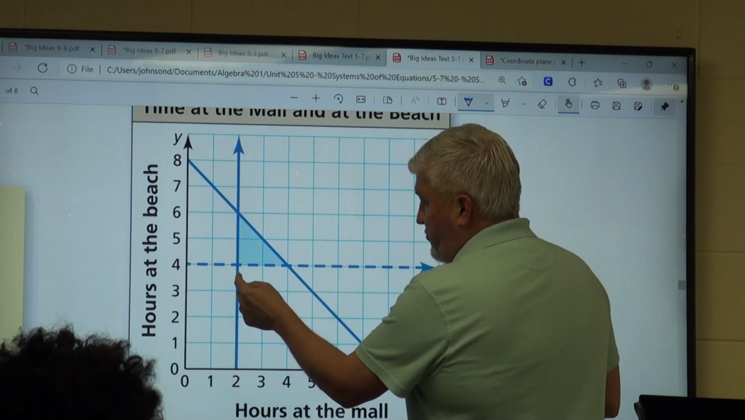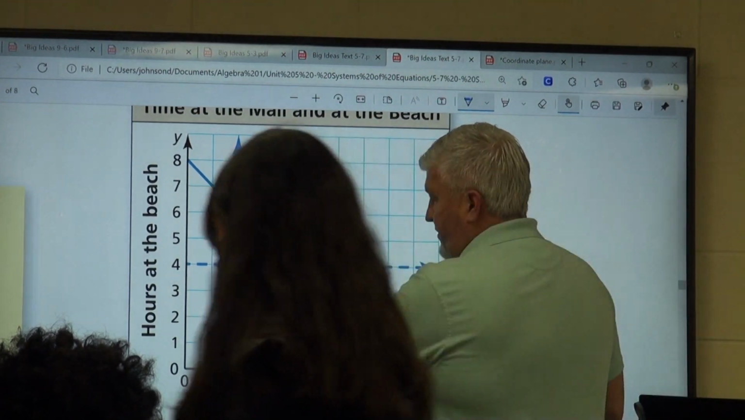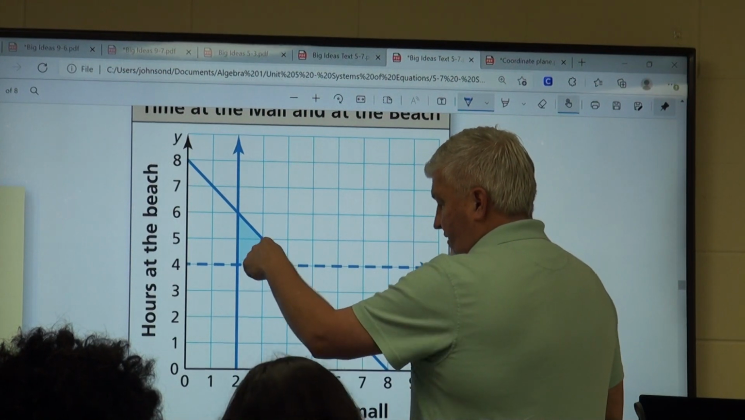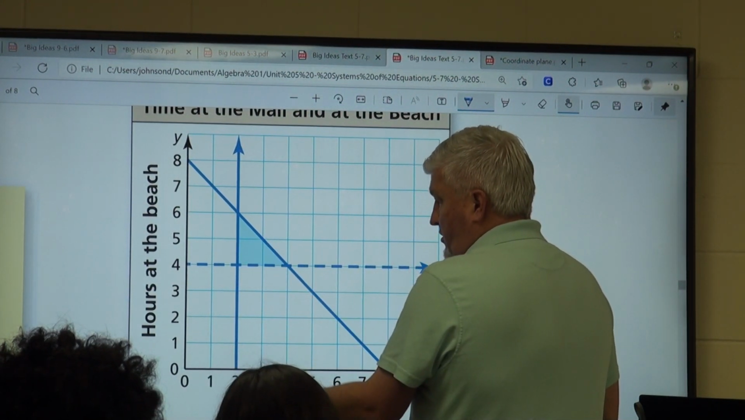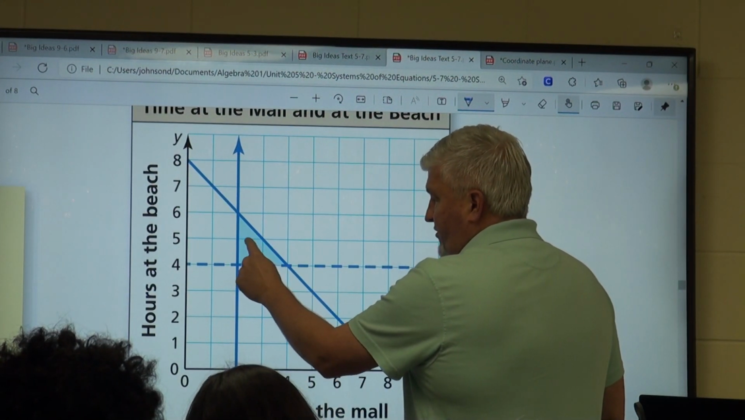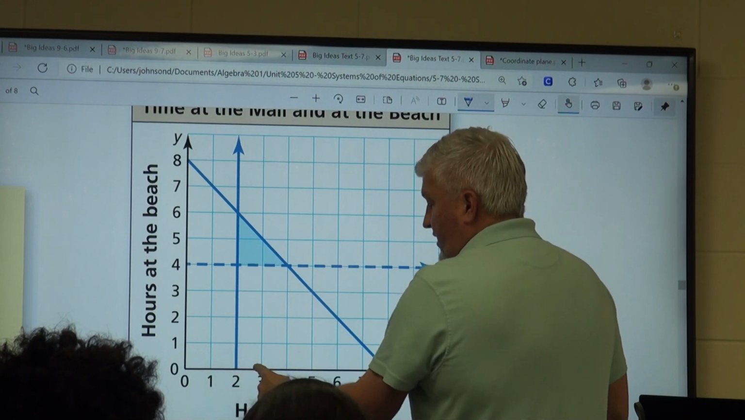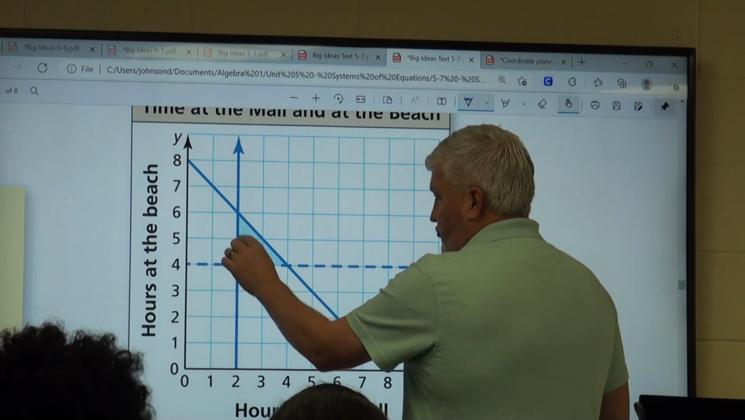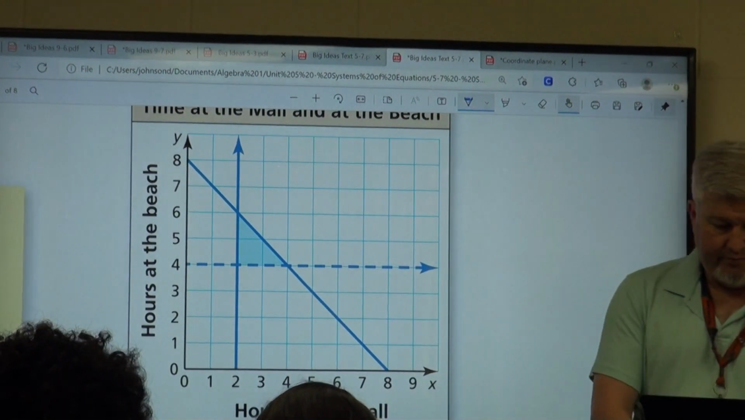So if you chose, obviously the easy one to choose would be here. That would be 5 hours at the beach and 3 hours at the mall. Okay? Anything in between that. For instance, you could be 5 hours at the beach and 2.5 hours at the mall, and it fits the solution. Anything in that little triangle is your solution.